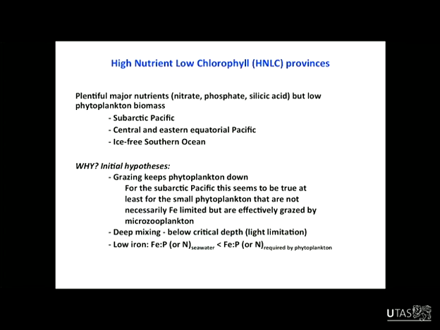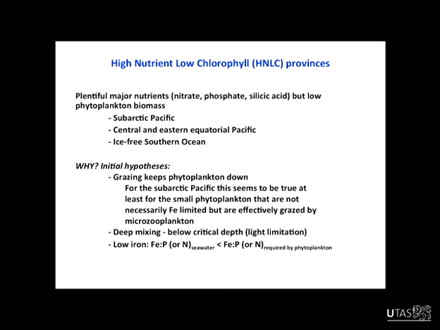Okay, so these places where excess nutrients are found at the surface became known as high nutrient, low chlorophyll, HNLC, provinces. All that means is that there's high nutrients at the surface, but low chlorophyll concentrations, which leads us to believe that something is stopping the phytoplankton, the chlorophyll, from taking up those high nutrients. The three major biomes in the global ocean where this occurs are the North Pacific, the tropical Pacific, and the Southern Ocean.